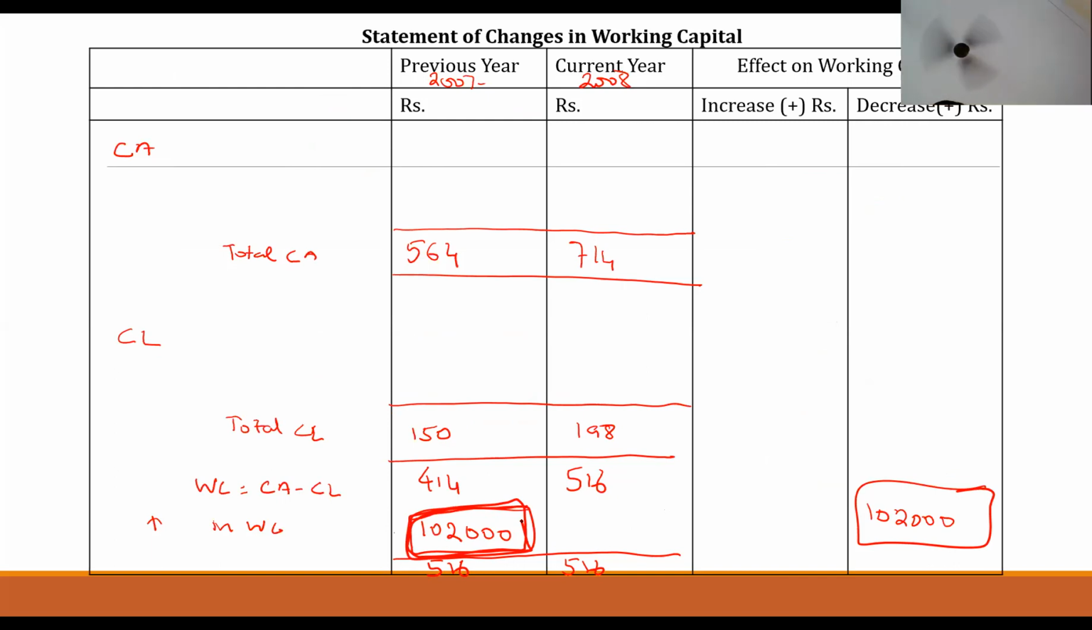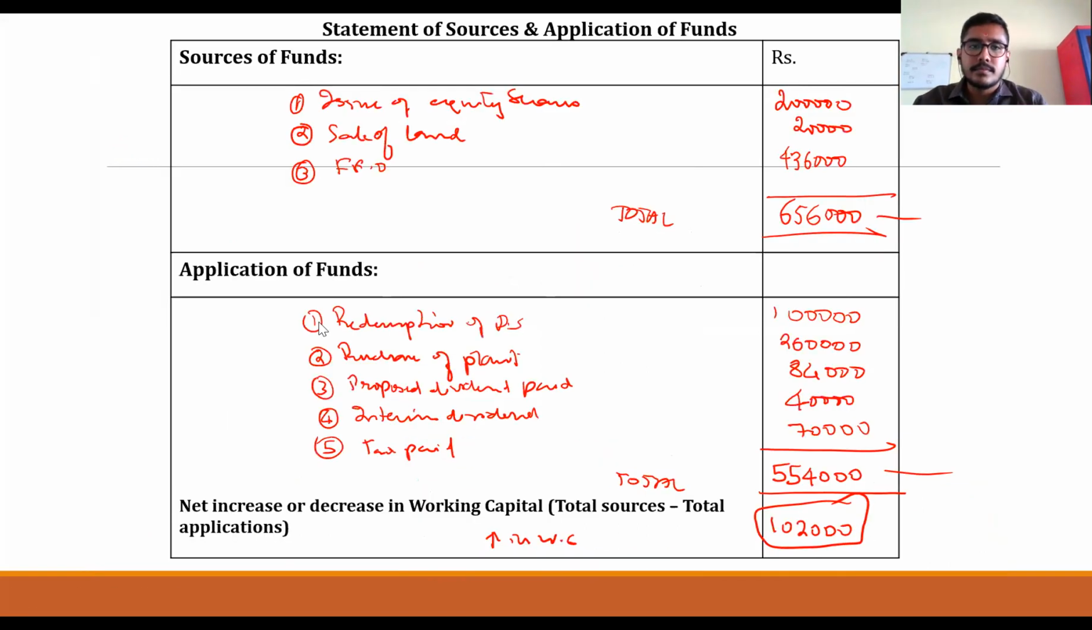So those who are not able to do it, please ask your doubts. Please unmute and ask. I am ready to help you. Anything you require further explanation, please tell me. So it is 1 lakh 2,000.